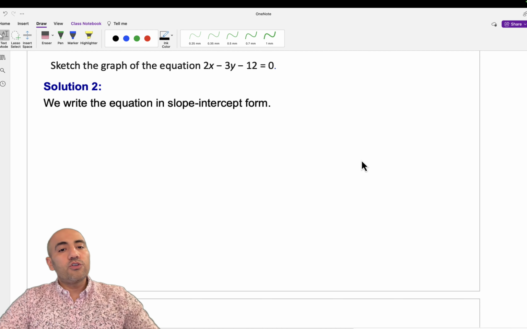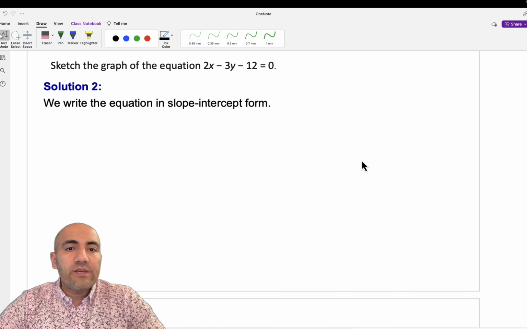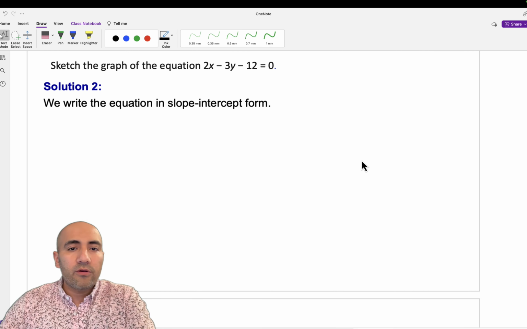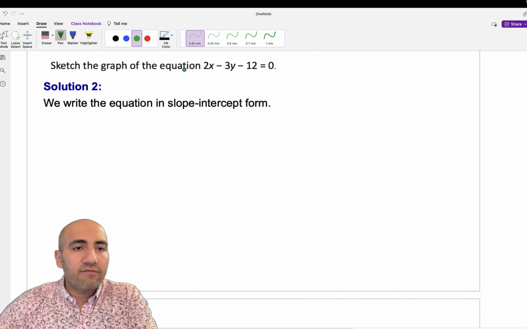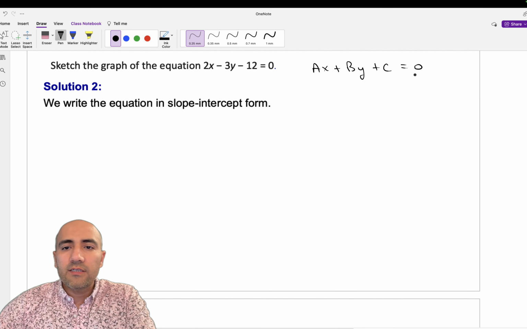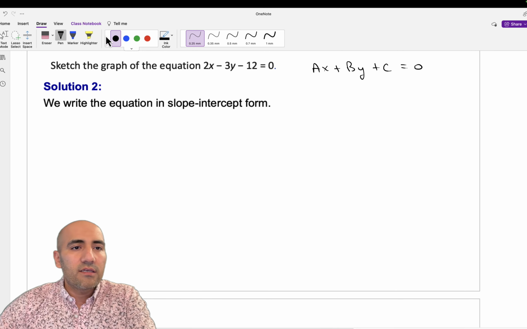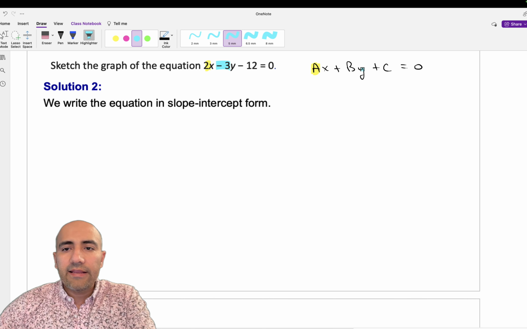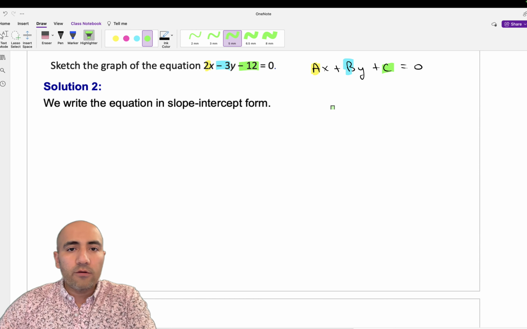Solution number 2 would be to rewrite our original equation. Remember, I pointed out that this fits the form ax plus by plus c equals 0. The a is the 2, the b is this negative 3, and our c is this negative 12. So it fits this form.